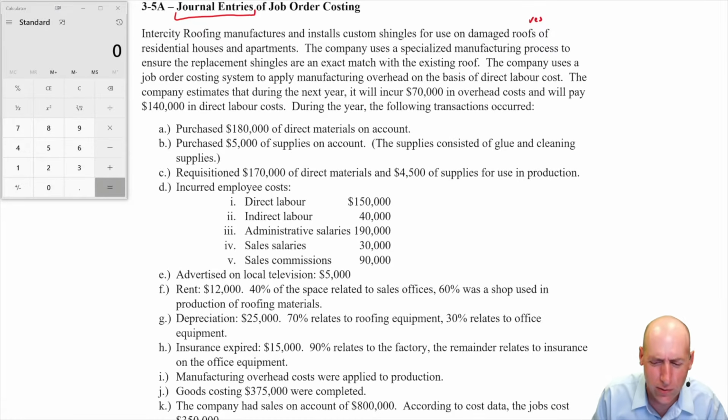Let me know. Roofs? Of residential houses and apartments. The company uses specialized manufacturing process to ensure the replacement shingles are an exact match with the existing roof. The company uses a job order costing system to apply manufacturing overhead on the basis of direct labor cost.